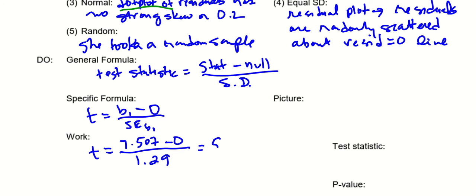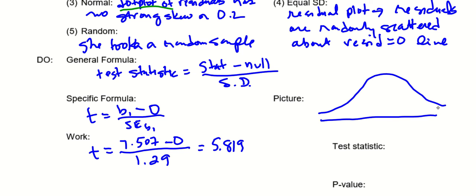Right, do the math on that, and we get 5.819. So go back, we're going to draw a very familiar picture of a symmetric curve. This is not a normal curve because this is not a normal distribution, but it's a t-distribution. Still 0 is in the center, and when we do a t-distribution, we have to give the degrees of freedom, which is going to be n minus 2, n was 9, so our degrees of freedom are 7.